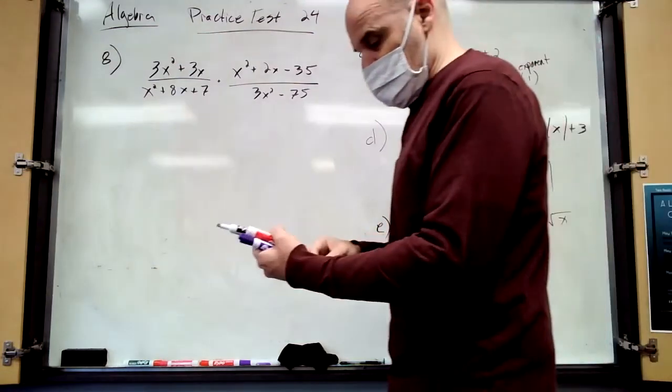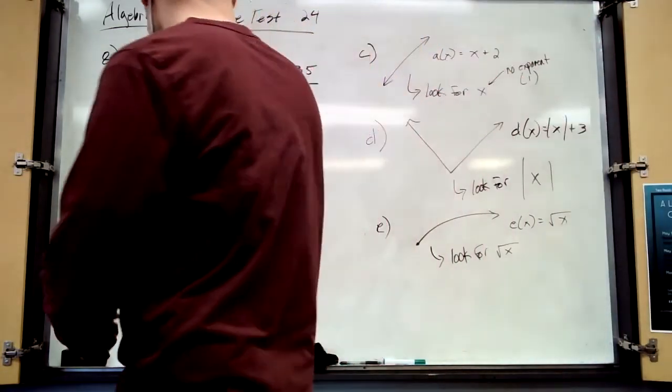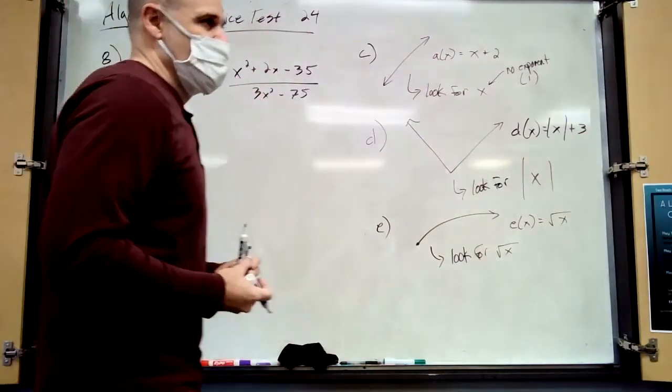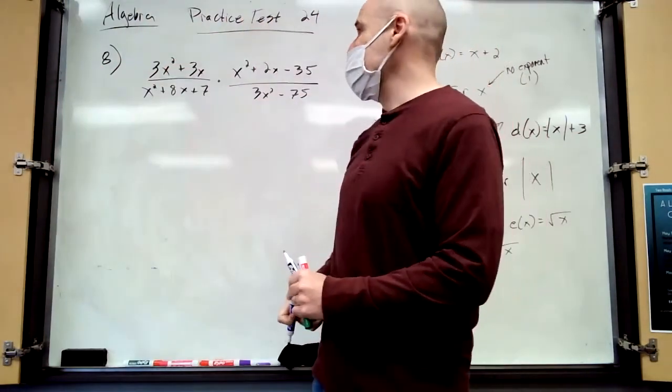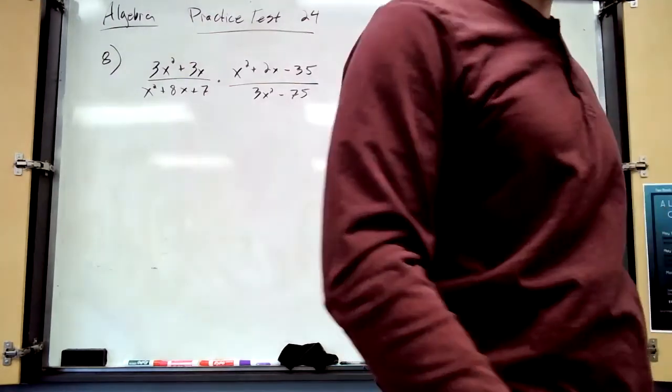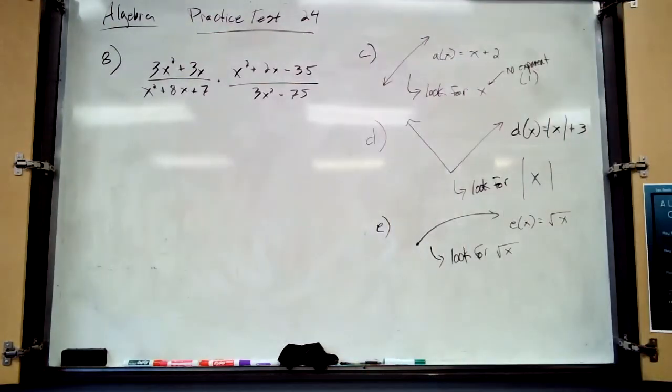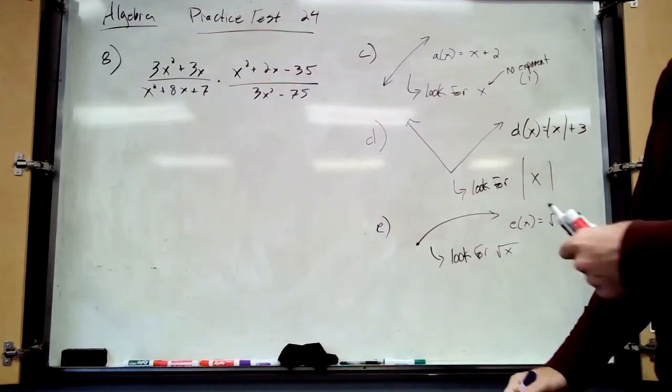So, first step, factor. First step to factoring. How do you factor 3x squared plus 3x? What do you look for first? If you forget, what can go into here? Yeah, what goes into both 3x squared and 3x?